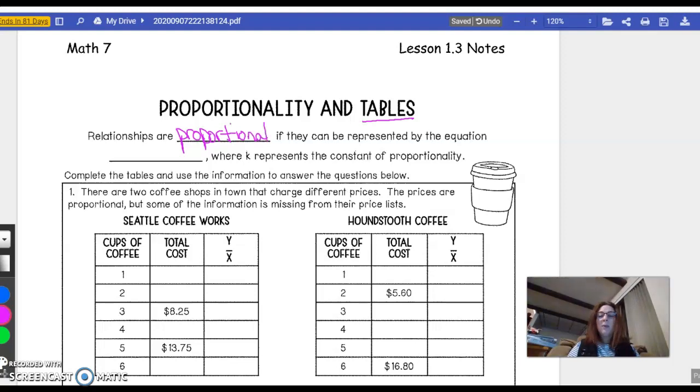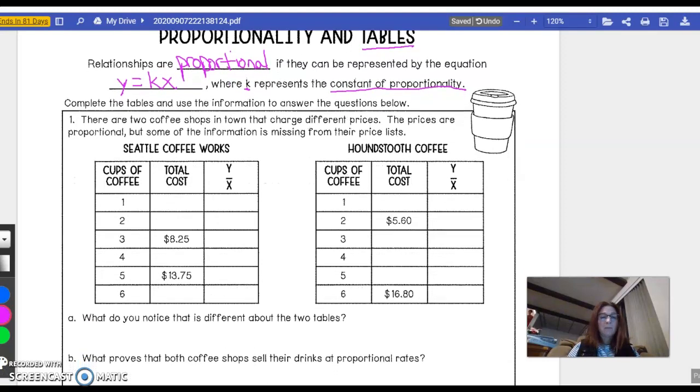if they can be represented by the equation y equals k times x, where k is that constant of proportionality, the constant, the number we're multiplying by. And if you look here, that's what this means, y equals k times x. All right, so let's use this idea of being proportional in a table.